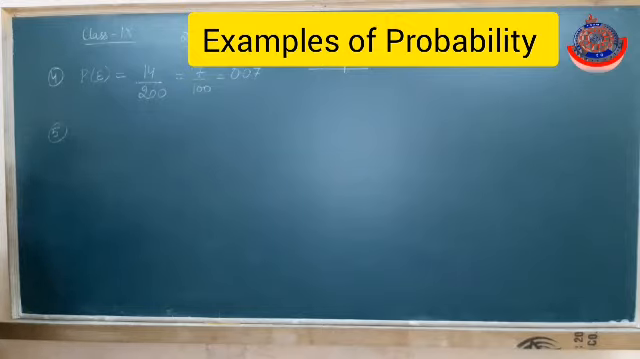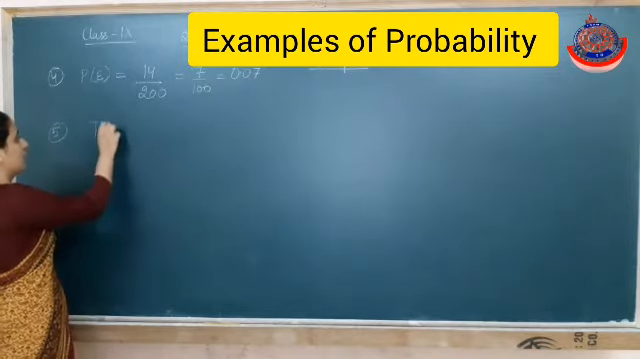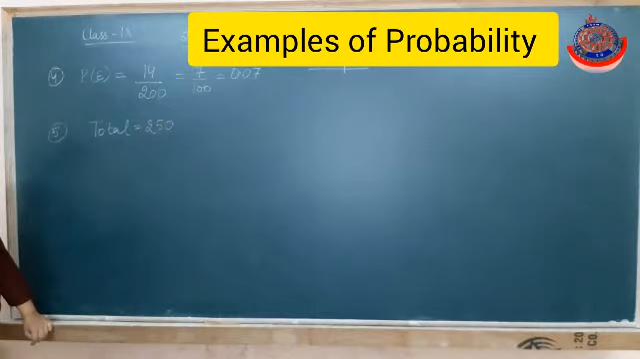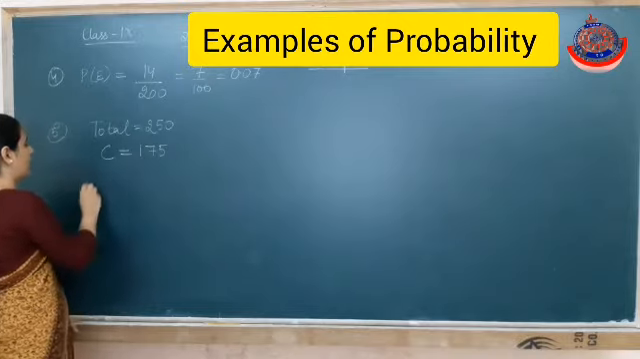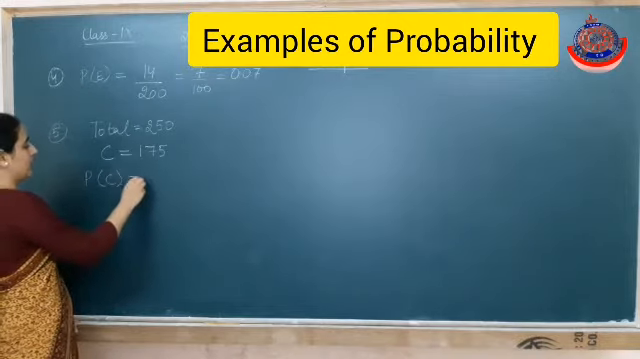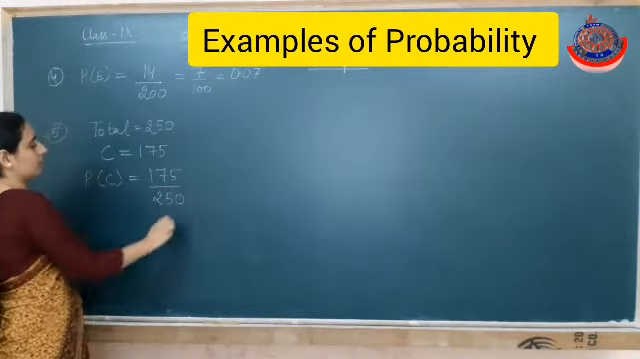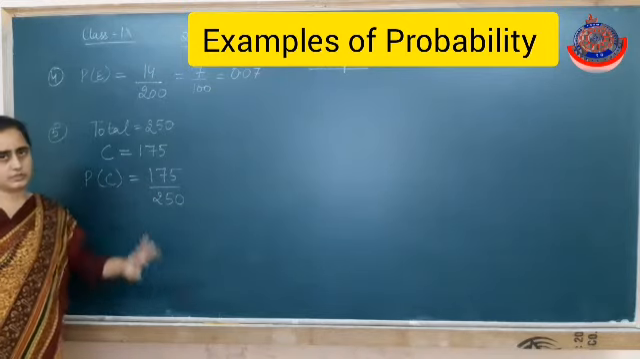Similarly, coming to the fifth example, it says a record of a weather station shows that out of the past 250 consecutive days, the forecast was correct 175 times. What is the probability that it was correct? Total we have 250 days, and for correct it is 175 days. So the probability of getting a correct value will be 175 upon 250. Before that you will mention, let C represent the occurrence of a correct value.